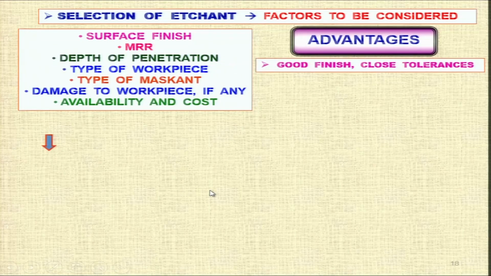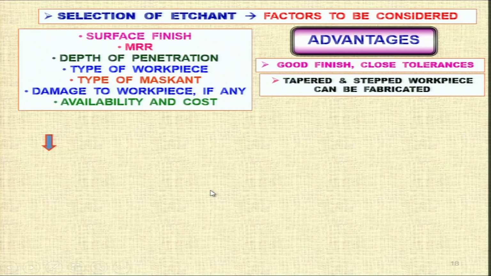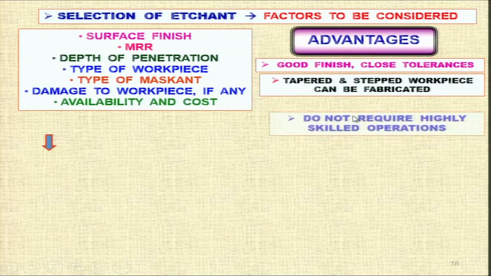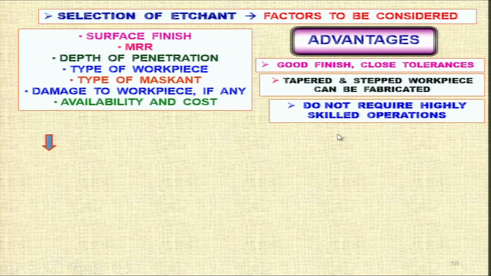Advantages: good finish, close tolerances. Now these are all qualitative terms, please don't get confused. Good finish, when I say so for a process, these are qualitative terms, not quantitative terms. Tapered and stepped workpieces can be fabricated, and it does not require highly skilled operators.